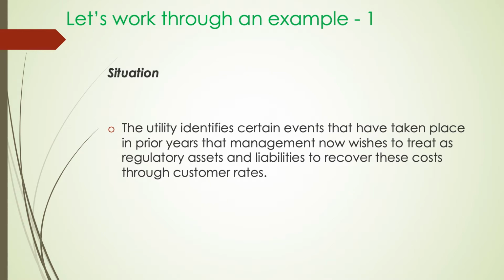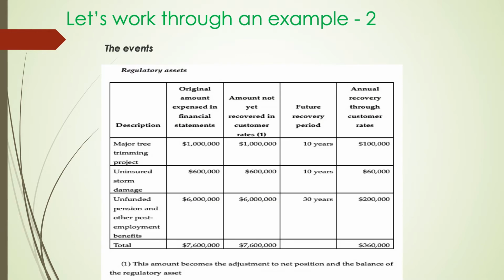Here's an example of a utility. They've identified certain events that have taken place in prior years, and now management wishes to treat these as regulatory assets and regulatory liabilities and recover these costs through customer rates. So what do they do? Well, the first step is to identify the transactions that they wish to apply regulatory accounting to. On this slide, you see they've identified 3 projects for regulatory asset treatment. These are major tree trimming projects, uninsured storm damage, and unfunded pension and other post-employment benefits.